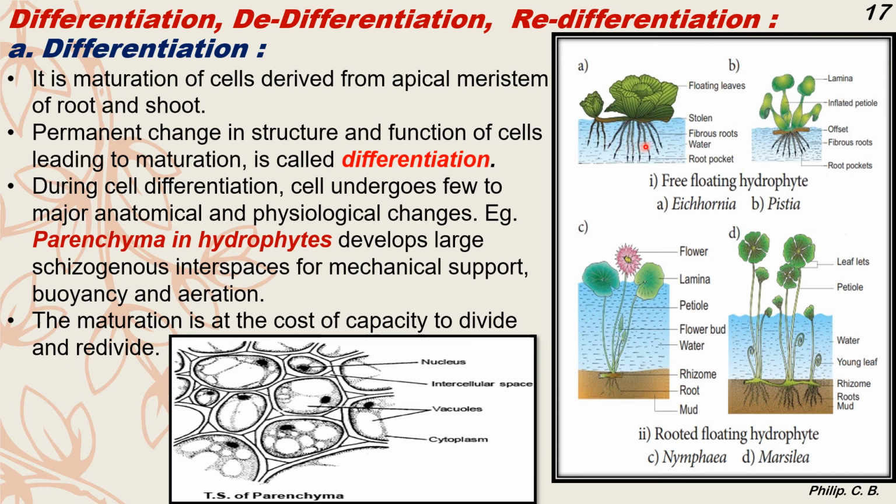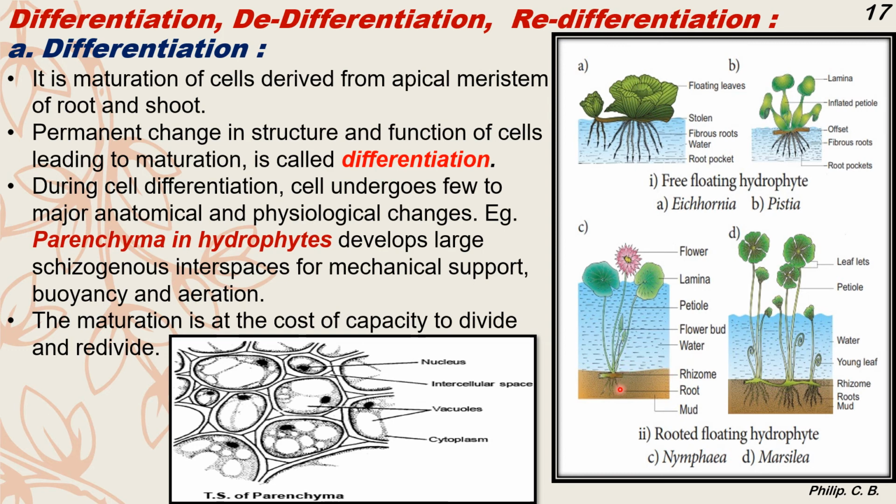The roots are also floating in water with the root pocket, fibrous root, the stolon and the floating leaves. Even in case of Pistia, we can see the root pockets, fibrous root, offset. These terms we are familiar with, which we learned in the topic morphology of flowering plants. Inflated petiole, lamina, and C and D, that is Nymphaea and Marsilea, root floating hydrophyte.